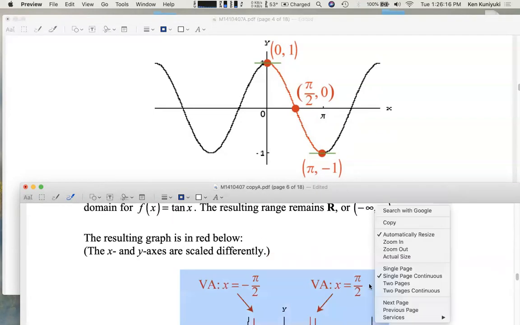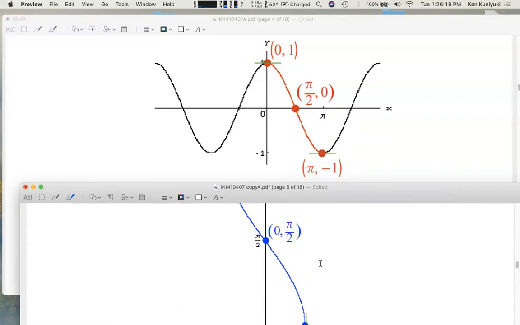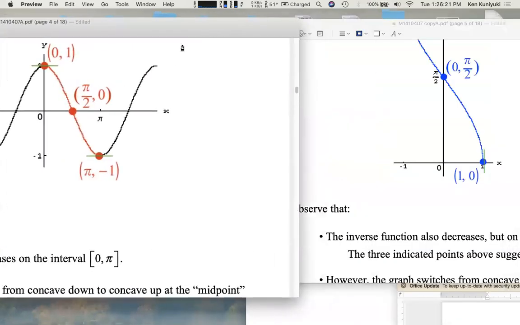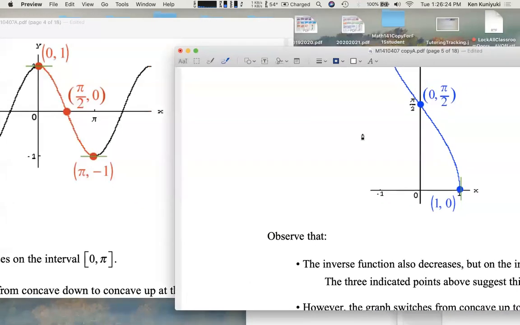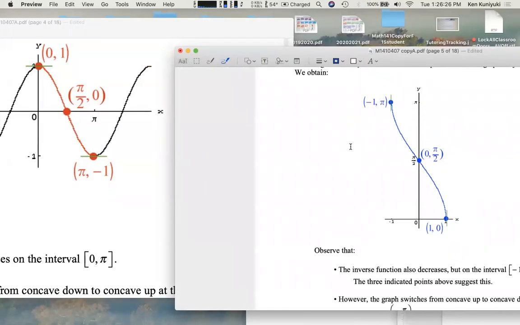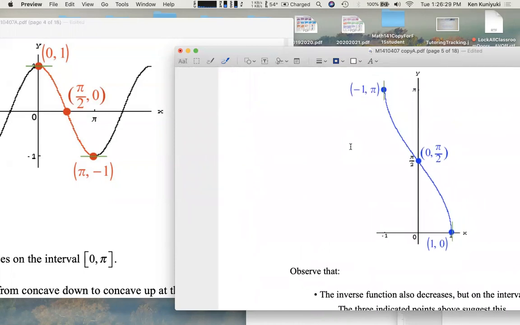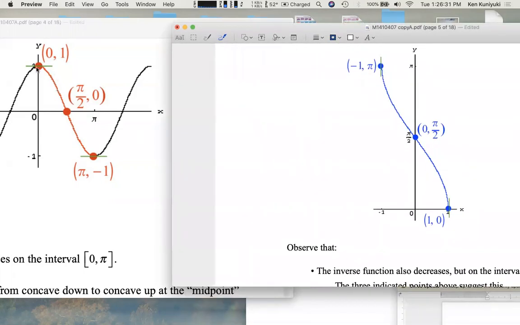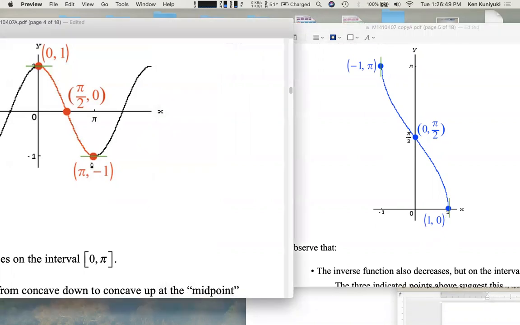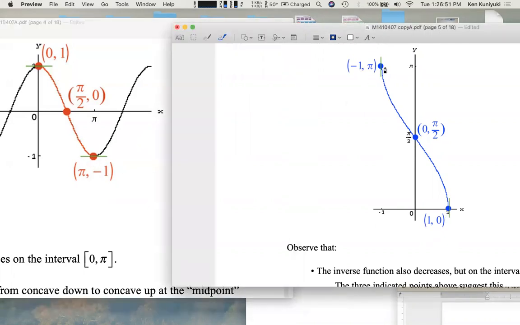So when we graph the inverse graph, I'll put these side by side, the restricted cosine graph is in red over there. The corresponding inverse graph for the inverse cosine function is on the right. 0, 1 goes to 1, 0, which is on the right over here, the rightmost point. This x-intercept at pi over 2, 0 now becomes a y-intercept at 0, pi over 2. The point pi, -1 becomes the point -1, pi.